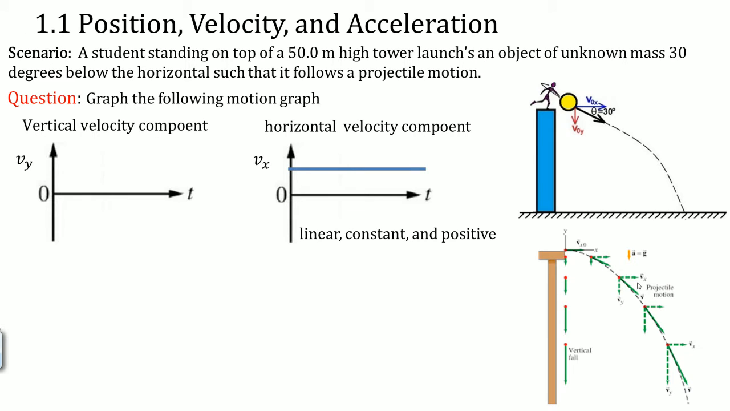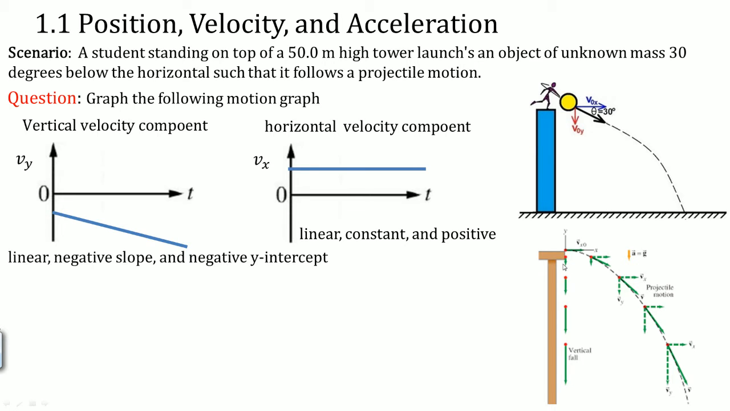So the graph should be linear, it should be constant, and the y-intercept should be positive to demonstrate that it has a positive value. The vertical velocity component, take a look, that is the arrow that's going up or down. Notice it's pointing down in the negative direction, and that arrow is growing in size.